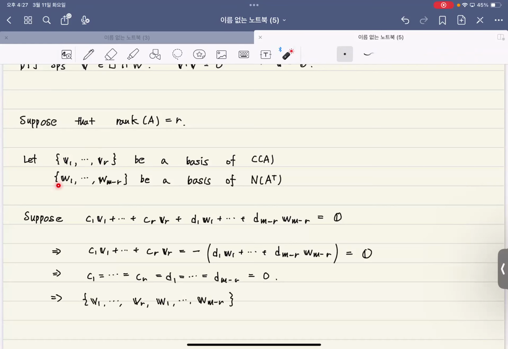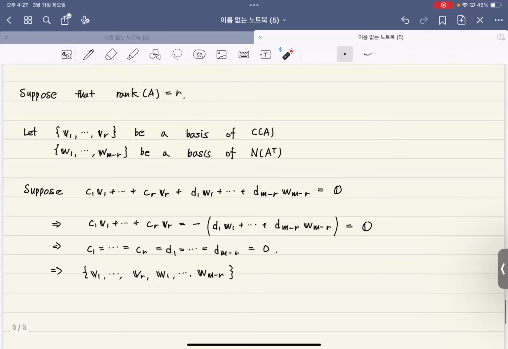So this is the union of these two sets. What we know now is that I have m vectors, all members of Rm, and they are linearly independent. So these are a basis of Rm.